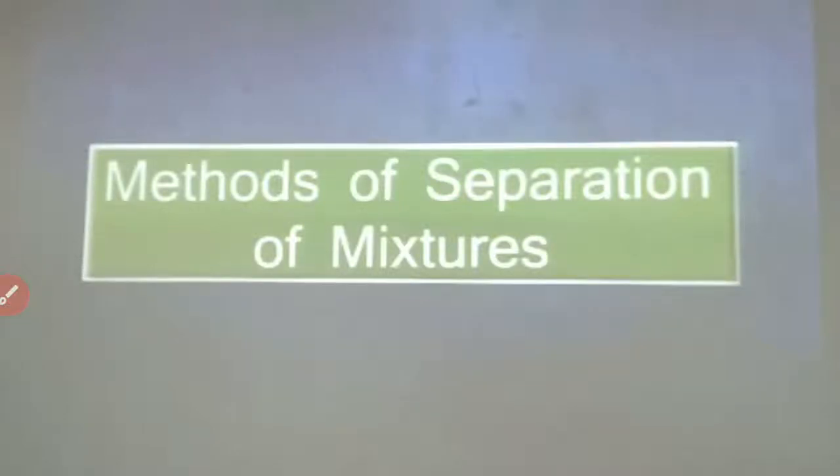Morning students. So in the last class we had started our chapter 5, separation of substances. So we were studying the methods of separation of mixtures. The first of it was the separation of solids from solids. So today we are going to discuss a new method of separation, that is the magnetic separation.